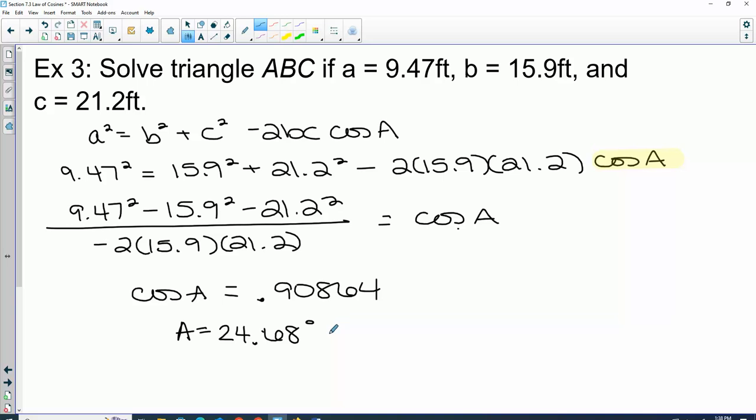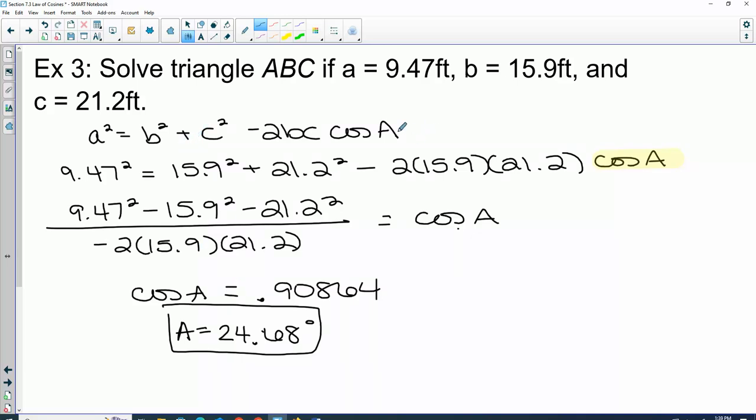But if you put that in quadrant 4, then 360 minus that, is that possible in a triangle? No. So when we're doing law of cosines, we're only going to get one possible angle that works. So now I have angle A. All right, we need two angles, so we need angles B and C as well.